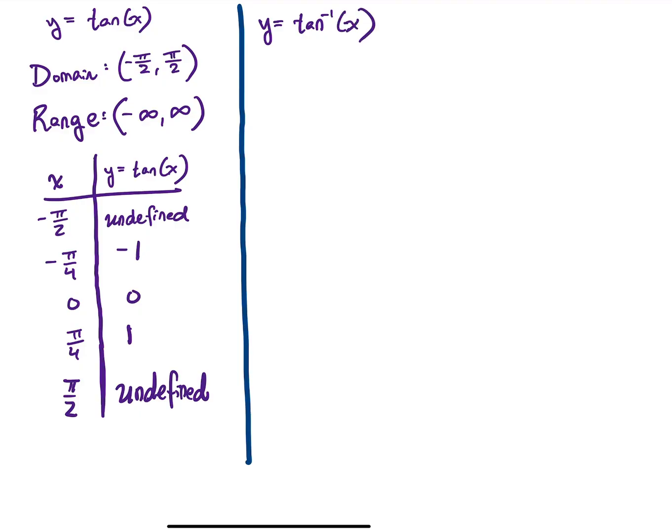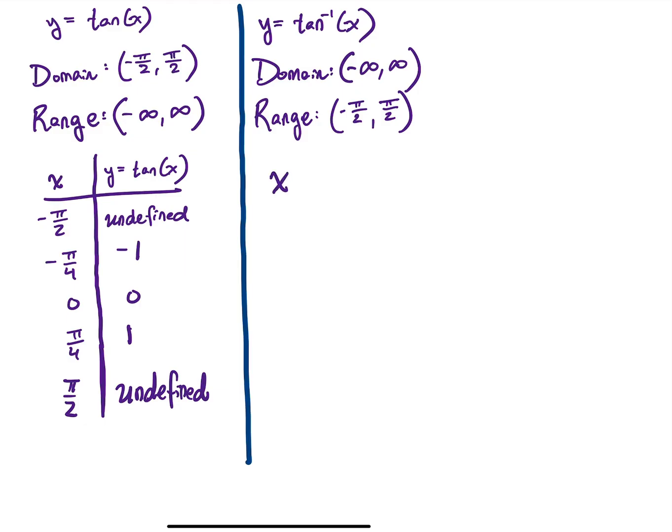Well, the domain and range will swap, so this time we'll have a range, or let's start with the domain. We'll have a domain that's between negative infinity and positive infinity. And then the range will be restricted between negative pi over 2 and positive pi over 2, not including the endpoints.